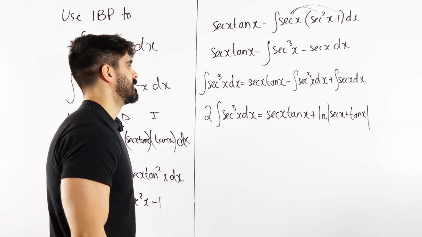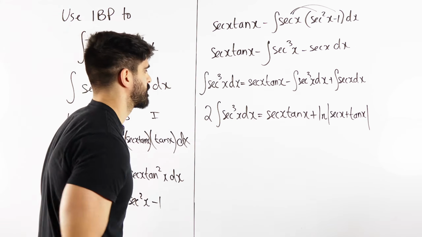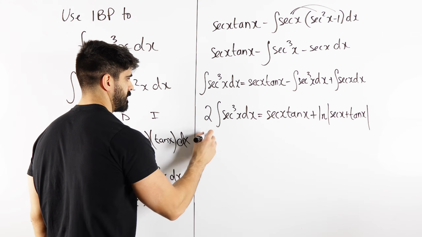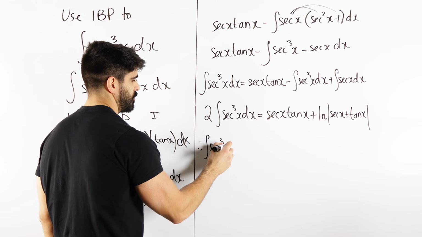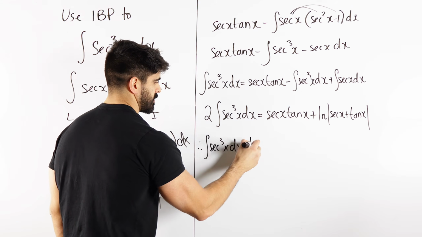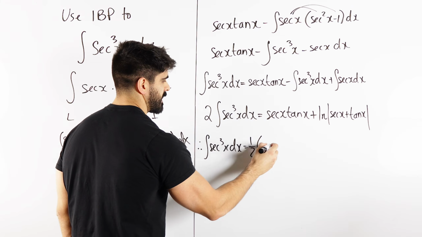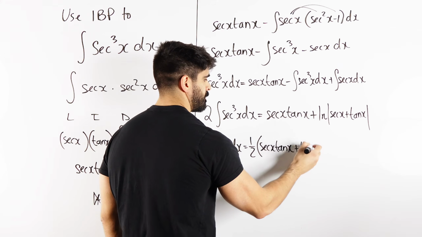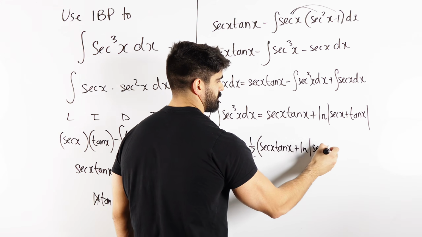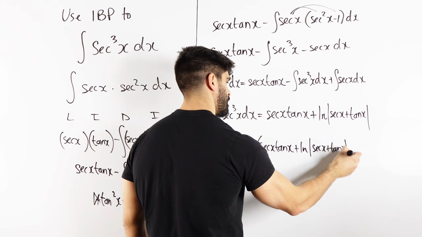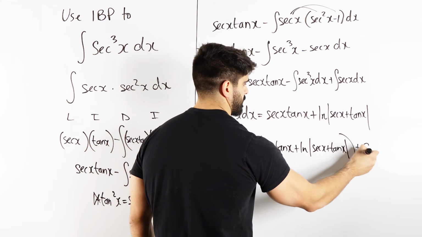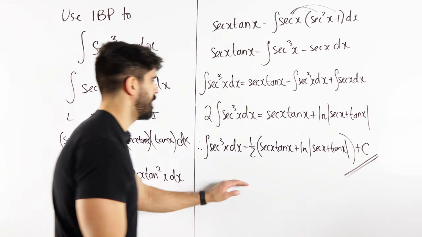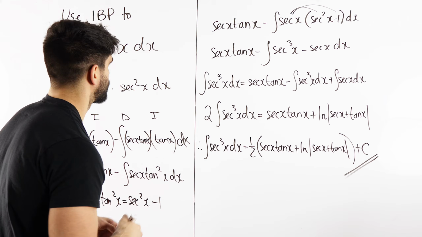Okay? And then we're going to get our answer because we're just going to halve both sides. So therefore, the integral of sec cubed x dx is a half of sec x tan x plus ln of sec x plus tan x. And then we get a plus c. And that is our answer for the integral of sec cubed.